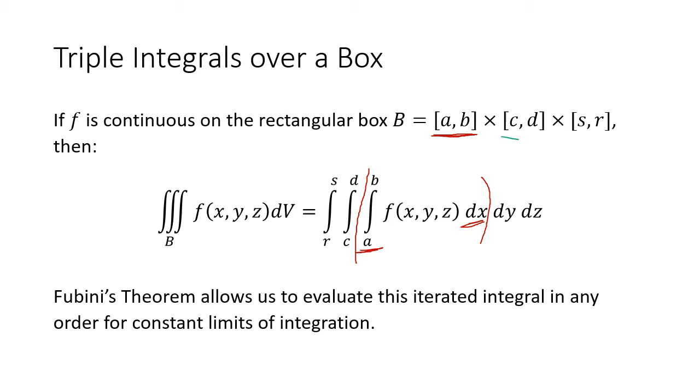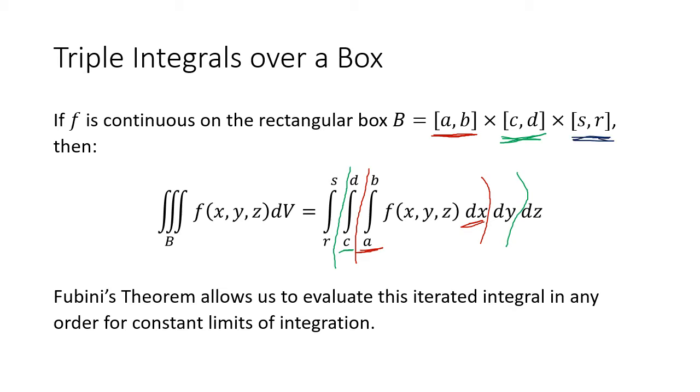Then the variable y is going to be bounded between c and d, again constants, which we see in our limits of integration here. So again, this is the iterated integral part, where we're doing integrals inside of integrals. And then really the only difference with the box is now we also have bounds for the variable z.